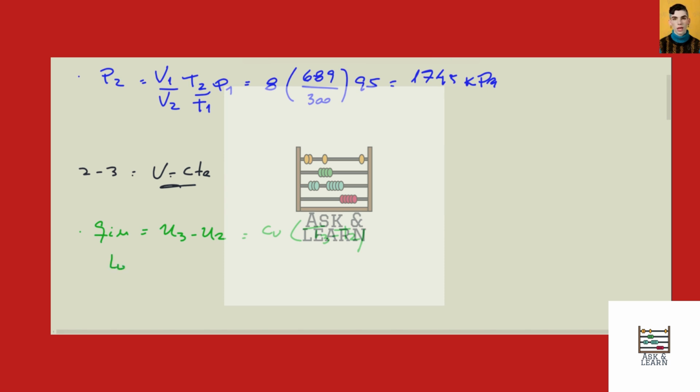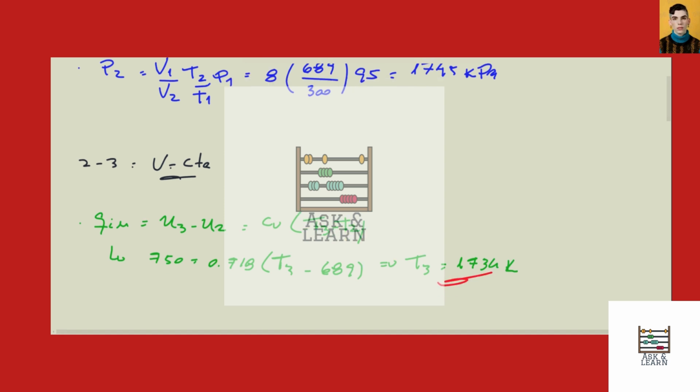Therefore, we have the input heat, which is equal to 750, equals 0.718, which is the Cv, multiplied by T3 minus 689. And from this, we get that the temperature 3 is 1734 Kelvin. So this is the first answer.